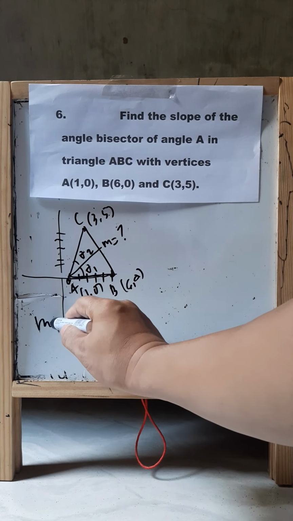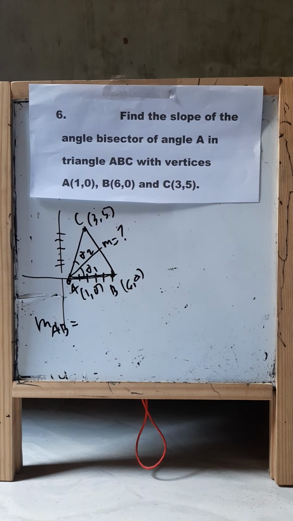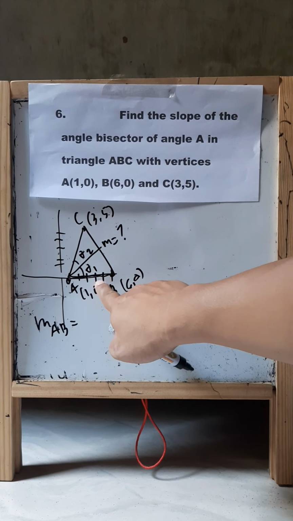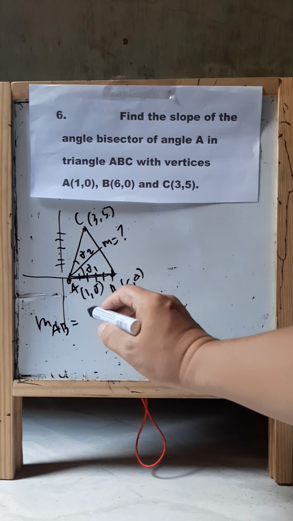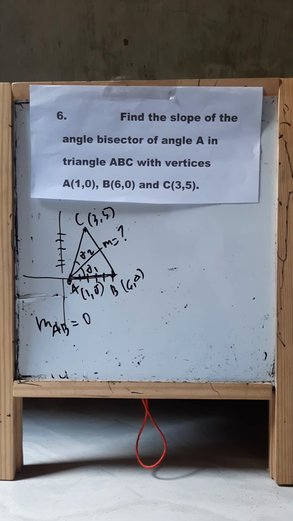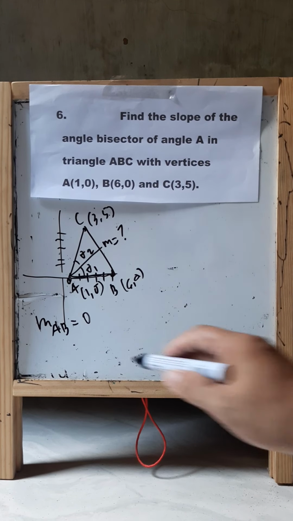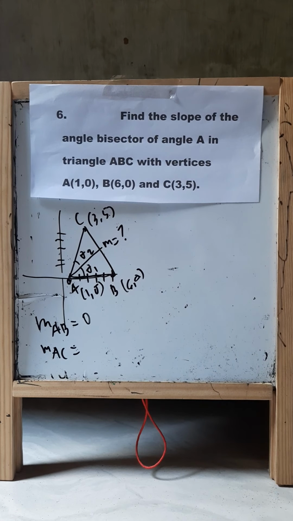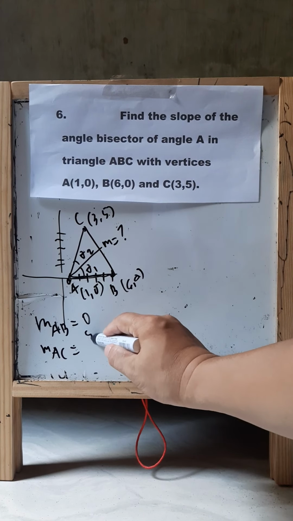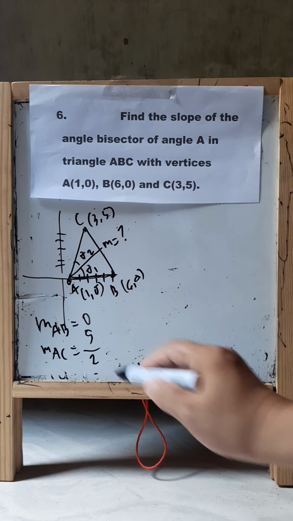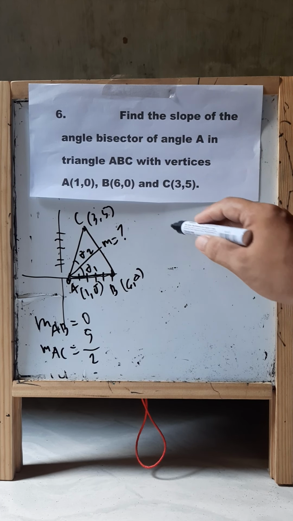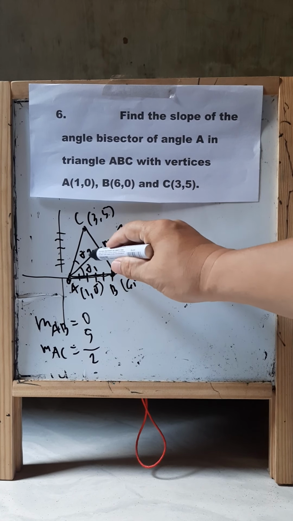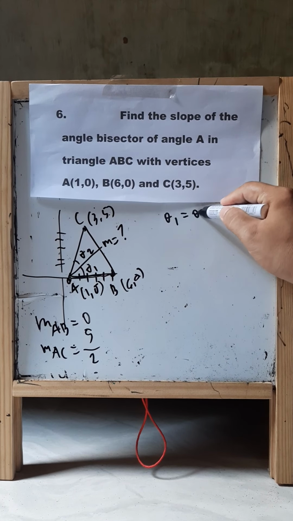So for the slope of side AB, we have 0 minus 0, which is 0, because the numerator is 0. That means the slope of AB is 0. How about the slope of AC? For AC, we have 5 minus 0, which is 5, over 3 minus 1, which is 2. 5 halves. The slope of AC is 5 halves, while the slope of AB is 0. So what will be our equation? The two angles are equal: theta 1 is equal to theta 2.